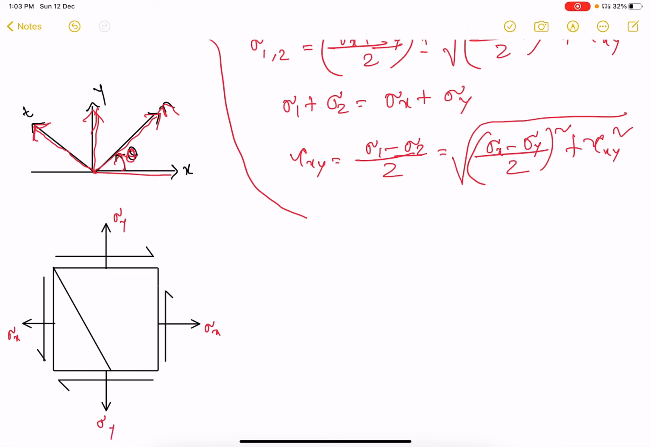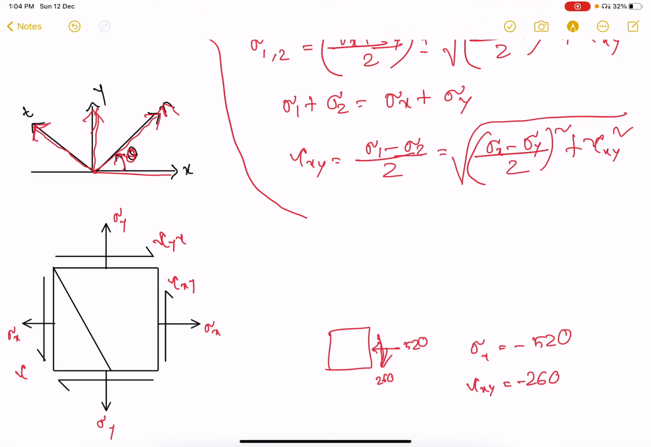If sigma x is taken in the opposite direction, and the value of sigma x is, say, 520, then you have to take minus 520 and put in this value. If the shear stress is given in this direction, say 260, then you have to take tau xy equal to minus 260, because this sign convention we have taken as positive. Based on these faces, you have to put the values of sigma x, sigma y and tau xy algebraically.